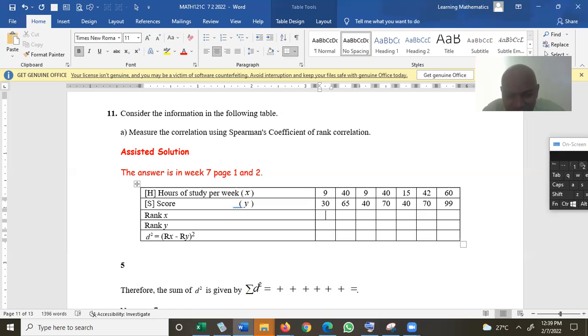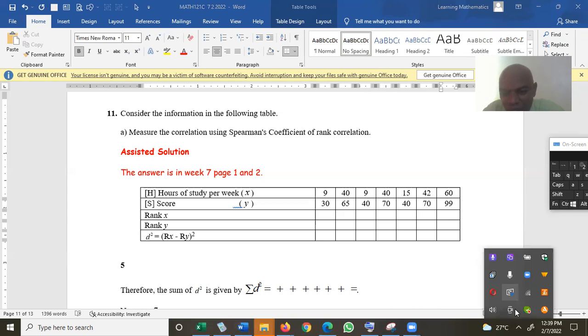Four. So tell me what number to write and where. So I have to type 4. Where to type 4?